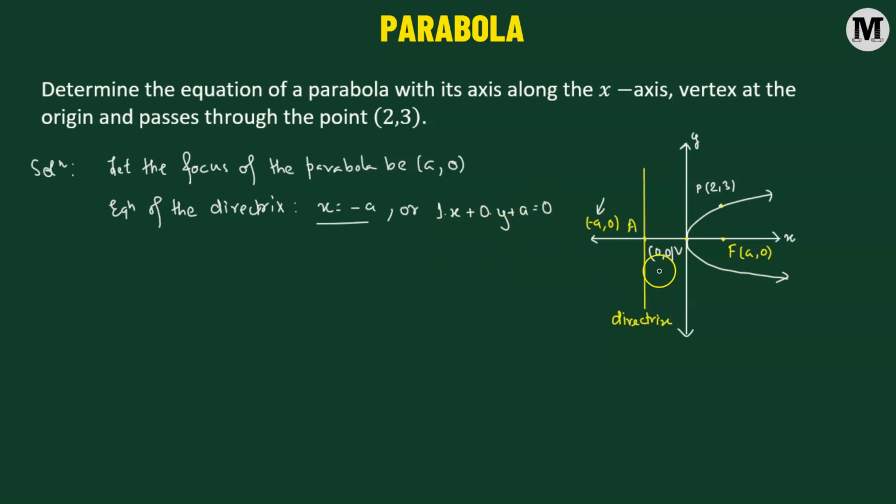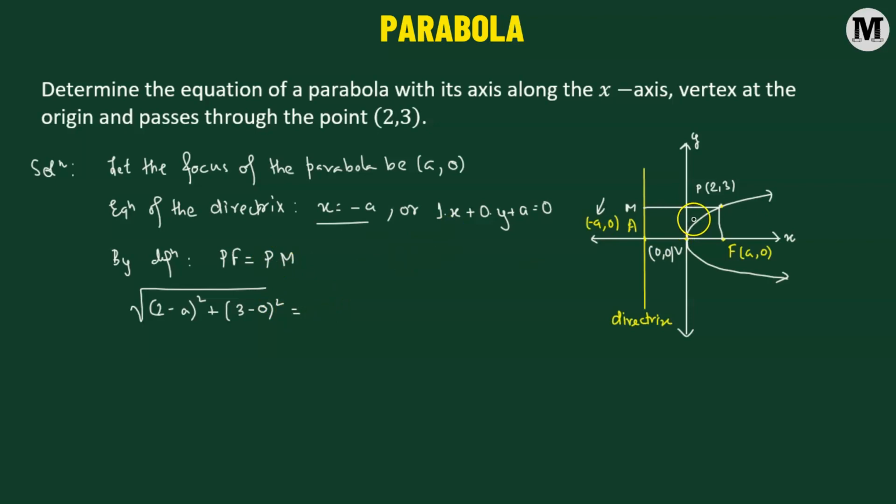Now, we'll first try to find the value of a, because by definition, if we join point P and point F and we drop a perpendicular from point P on the directrix line, let's say it meets the directrix at M, then PF must equal PM. So we can easily find the length of PF using the distance formula. We take the difference of the x coordinates underneath the square root, so that will be (2 minus a) whole squared, and then we add the square of the difference of the y coordinates, so that's (3 minus 0) squared. That will be equal to PM.